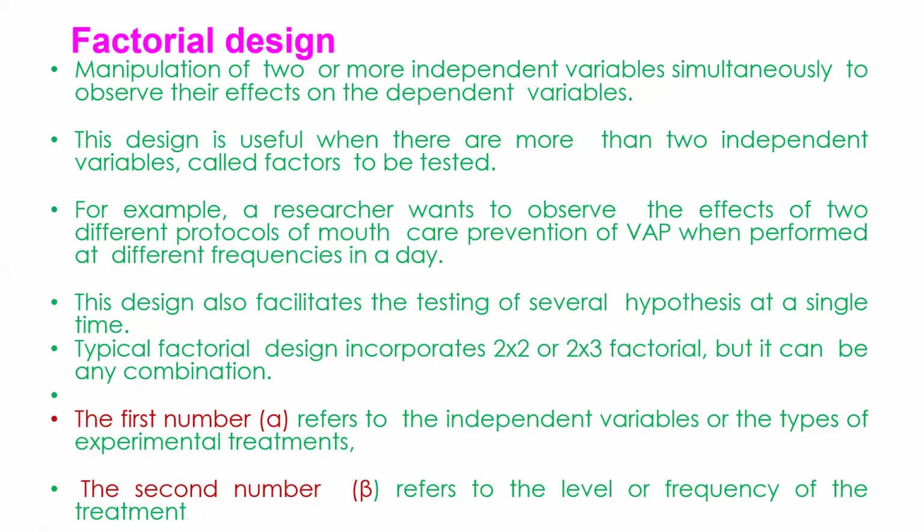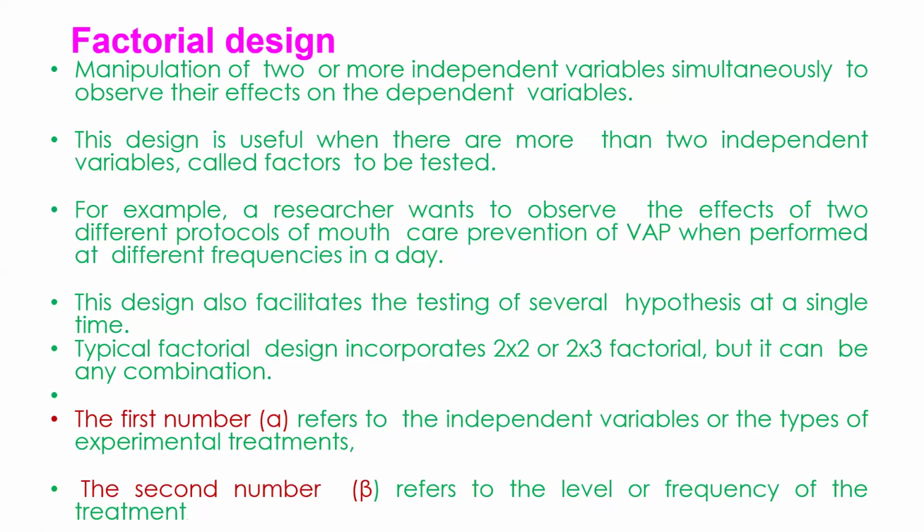So here the design also facilitates the testing of several hypotheses at a single time. Typical factorial designs incorporate 2 by 2 or 2 by 3 factorial, but it can be any combination. So the first number, A, refers to the independent variable or types of experimental treatment. Understand? The first number is A and the second number is B.